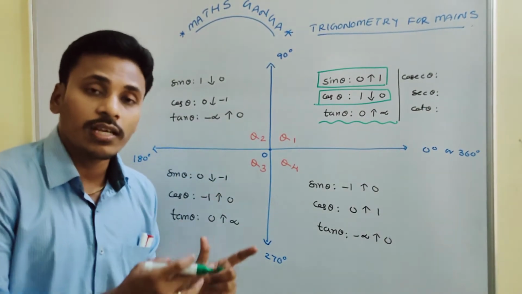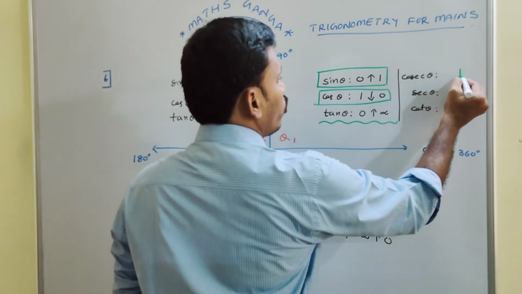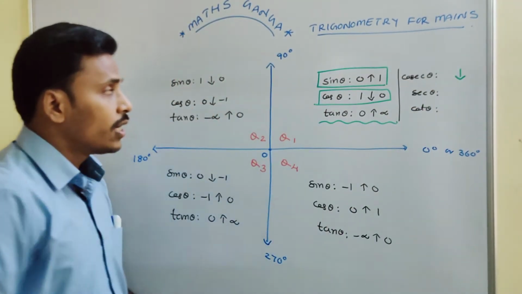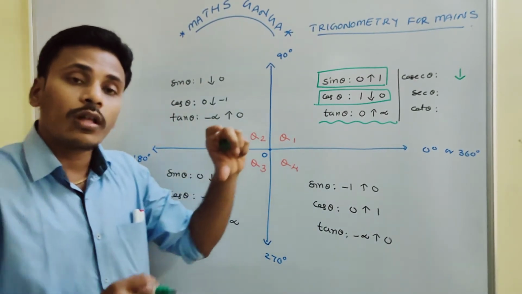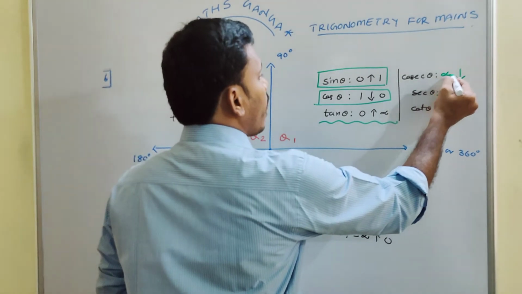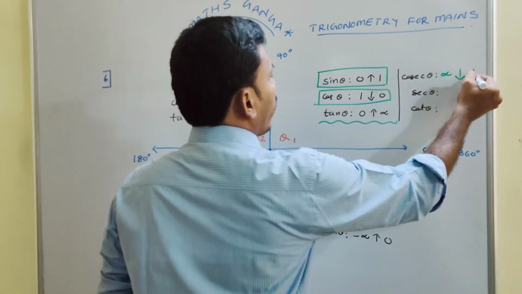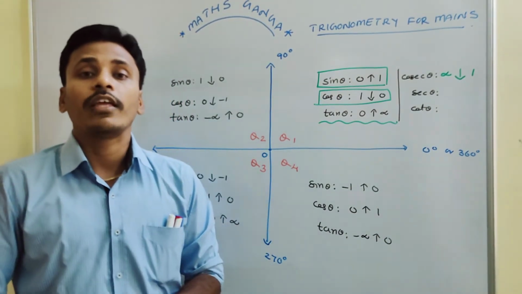Look there, cosecant theta is the reciprocal of sine. Here sine theta is increasing and for sure cosecant theta is decreasing. Sine theta is increasing from 0 to 1, so you need to take the reciprocal of 0 along with 1 also. See, if you reciprocate 0, it becomes infinity, and if you reciprocate 1, it becomes 1 again. So cosecant theta here in the first quadrant is decreasing from infinity to 1.